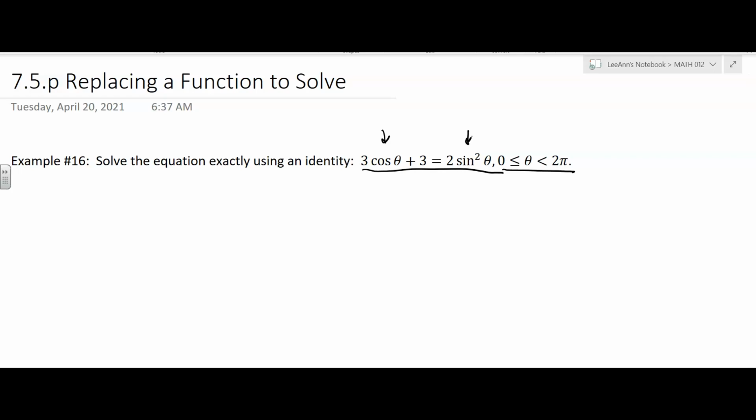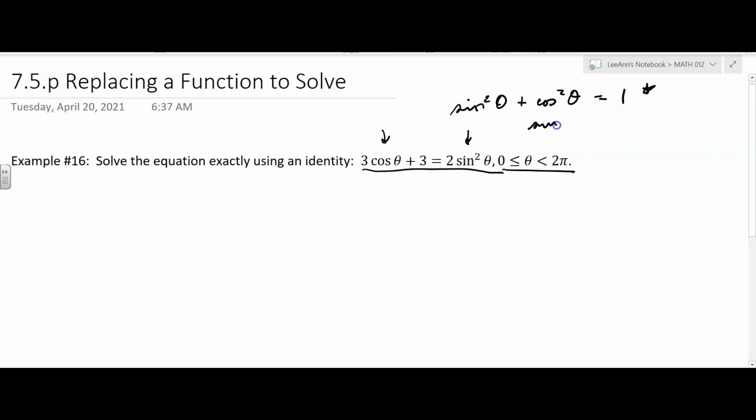So we can replace the sine squared theta. Now, you could find your page of formulas and see if you could find an easy substitution, but you might not remember that, or you might not find it. So we do know the Pythagorean theorem says sine squared theta plus cosine squared theta equals 1. So sometimes we have to recall the basic ones. And the Pythagorean theorem, this is a good one to remember.